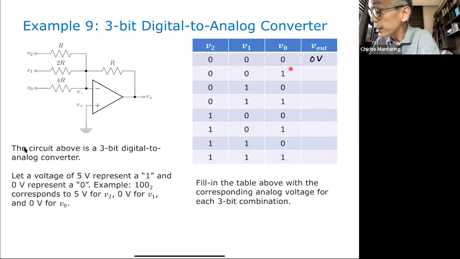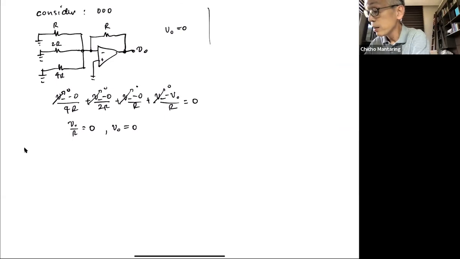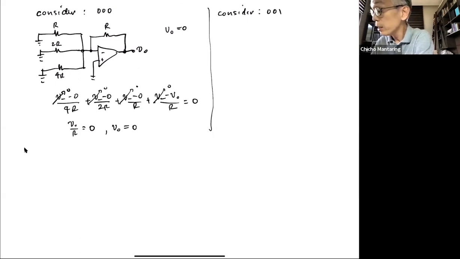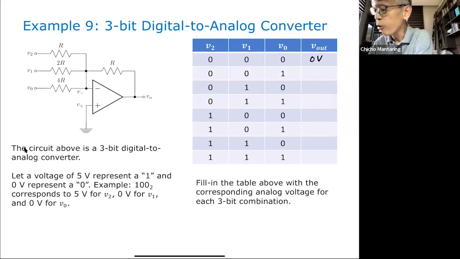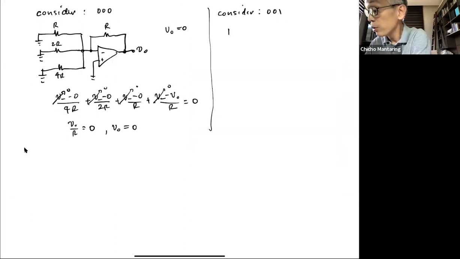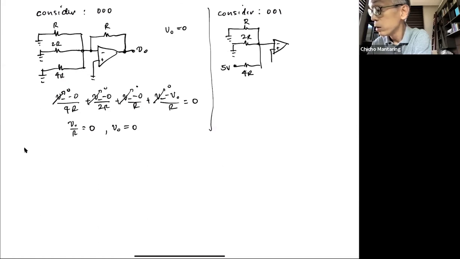Okay, let's consider this combination: (0, 0, 1). So what is 0, 0, 1? My V sub O is equal to 5 volts. So this is going to be R. This is going to be 2R. And then here I will have 5 volts for R. And this is going to be R, and this is going to be V sub O.